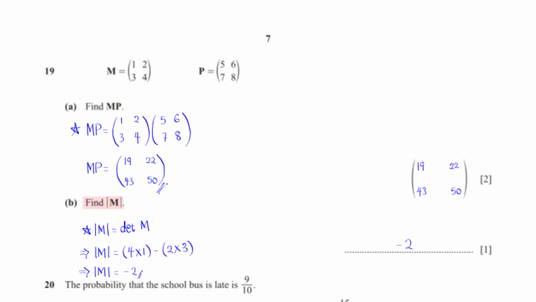Find the determinant of M. The determinant of M is equal to the product of the numbers in the major diagonal, which is 4 times 1, minus the product of the numbers in the minor diagonal, which is 2 times 3. And so this gives us negative 2.